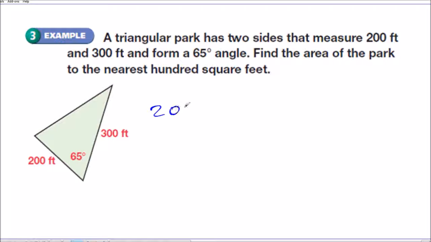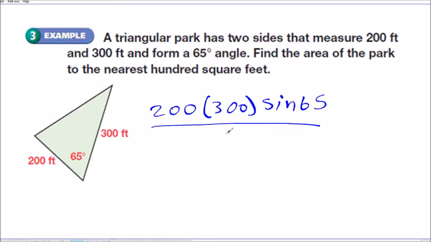So I got 200 times 300 times sine of 65. And folks, if you've hit play, I hope you've noticed something that is not quite right. Do you see the thing that I missed? I forgot to write divide by 2, so make sure you include that. That's a really, really common mistake people make. So we're going to type that in: 200 times 300 times sine of 65. We'll divide that by 2.